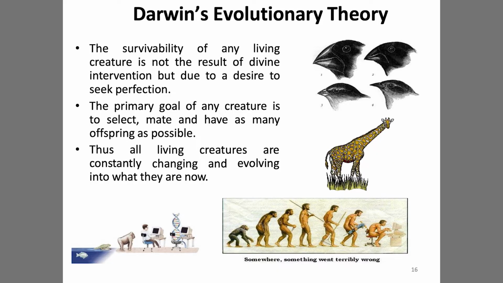Let us recall Darwin's evolutionary theory. Darwin's evolutionary theory is the fundamental theory for the evolution of organisms in the world and their survivability. What Darwin says is that the survivability of any living creature is not the result of divine intervention but due to the desire to seek perfection. We can rewrite this statement according to the genetic algorithm.